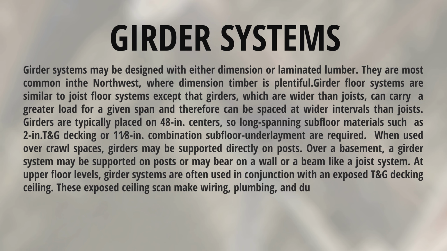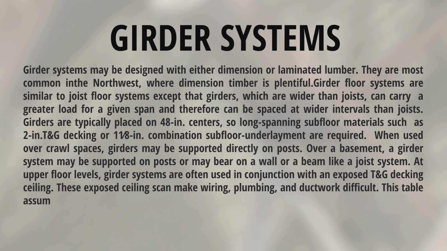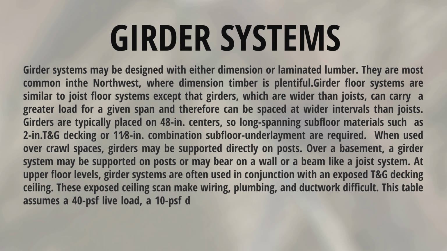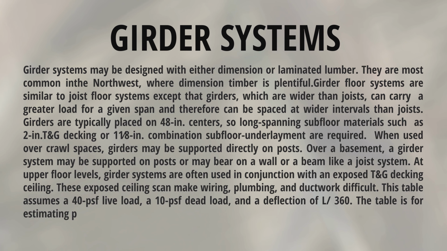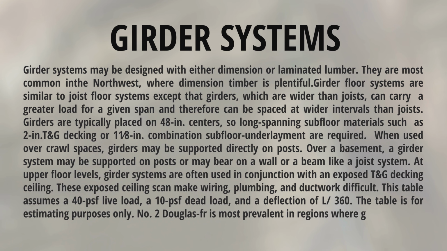This table assumes a 40 per square foot live load and 10 per square foot dead load and a deflection of L/360. The table is for estimating purposes only. Number 2 Douglas fir is most prevalent in regions where girder systems are most frequently used.